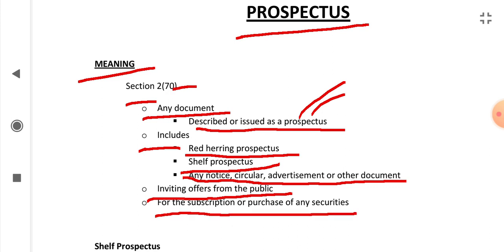So prospectus includes red herring prospectus, shelf prospectus, or any notice, circular, or advertisement, or any other document which is inviting the public to purchase or subscribe to the security. They are also included in prospectus. So what are these red herring prospectus and shelf prospectus?